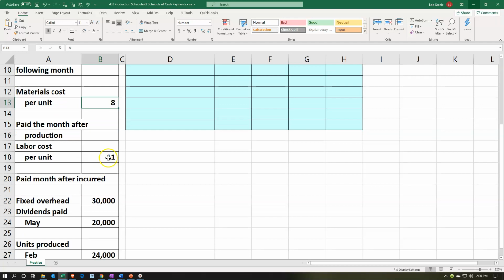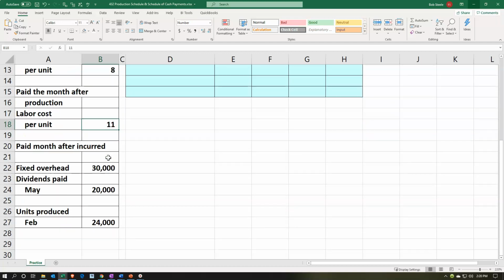Then the labor costs are going to be $11 per unit. And then those are going to be paid after the month incurred. Then we have the fixed overhead is $30,000. Dividends, we're going to be paying dividends this time in May of $20,000. Units produced in February are going to be 24,000.